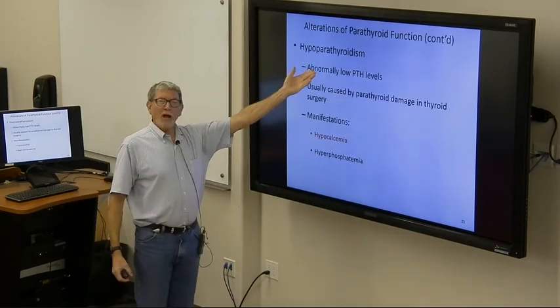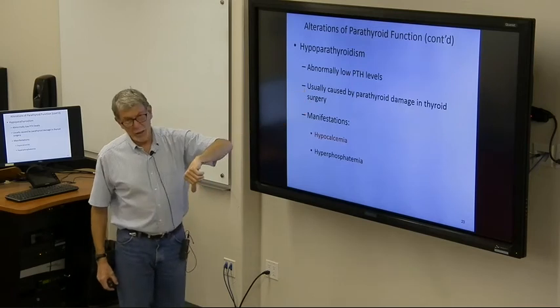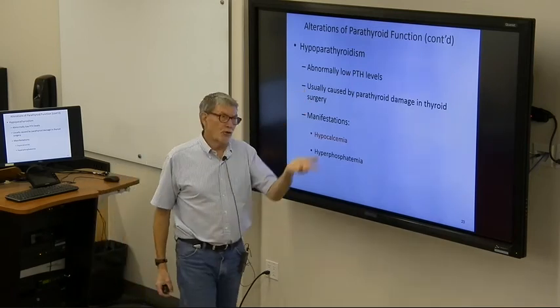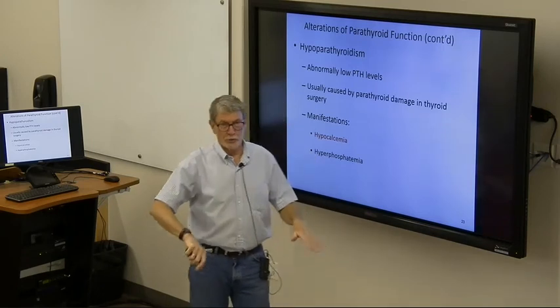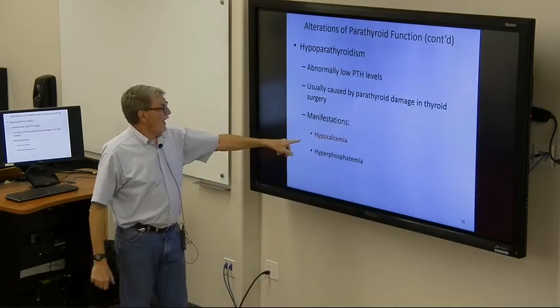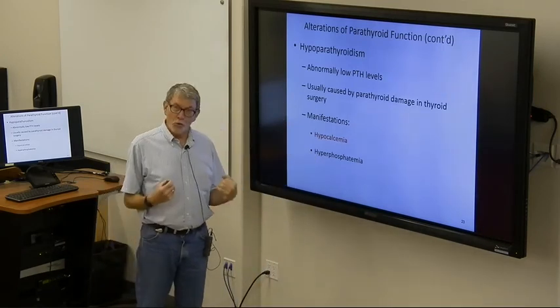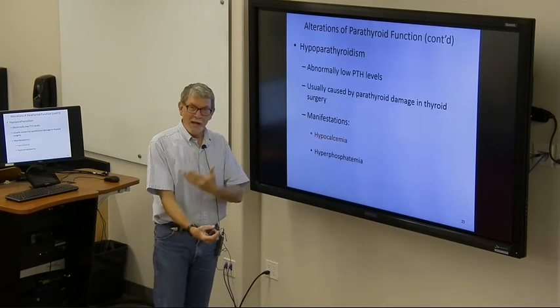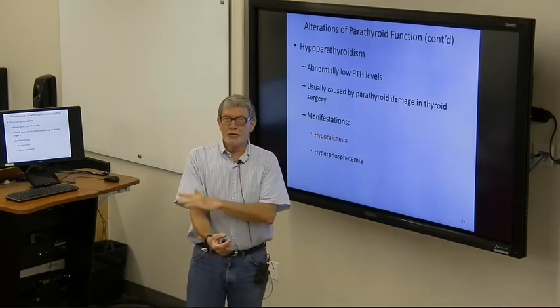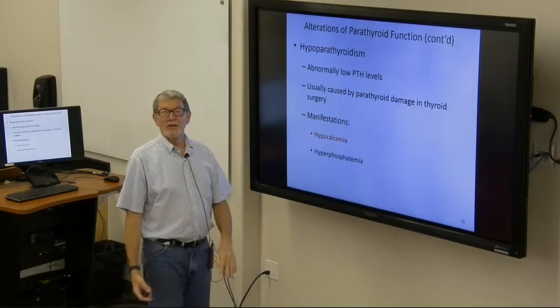Not enough parathyroid hormone, calcium is low. It keeps your calcium up, so too much, too high; too little, too low. And remember, hypocalcemia causes muscle cramping because the calcium is not there to control muscle stimulation.